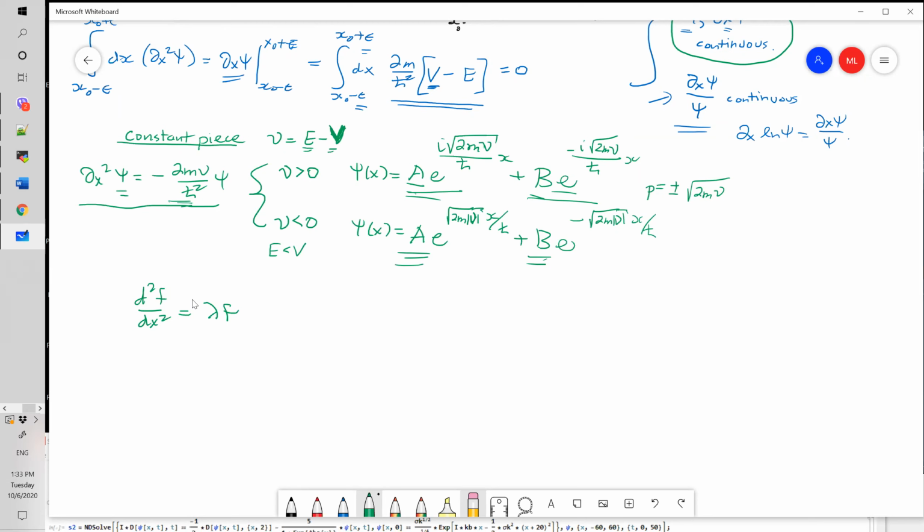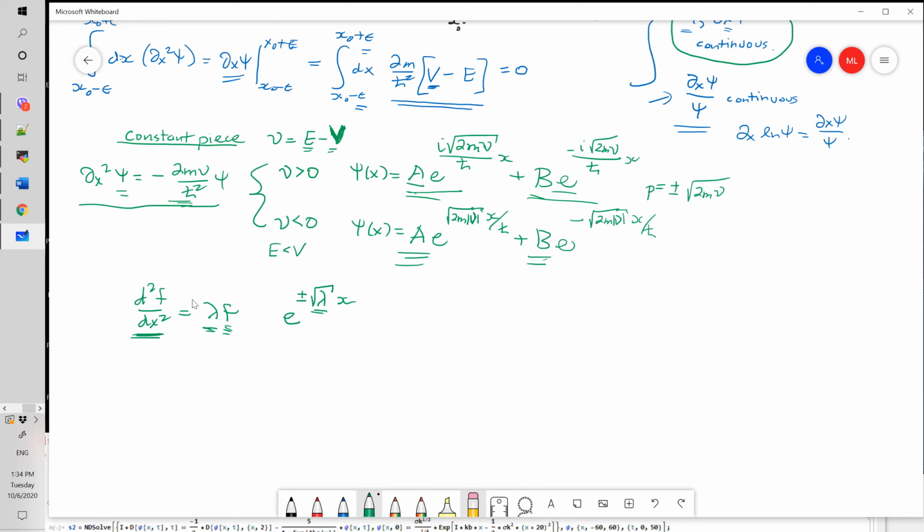Guess and check is probably the most straightforward way, right? We need two derivatives to give me a factor of lambda times the function itself. The only functions that do that kind of thing, where you take a derivative and you get back the function itself times something, is an exponential. But you need two derivatives to give you a factor of lambda. So the solution to this is always e to the plus or minus square root of lambda x. Those are the two solutions. Take two derivatives, you get lambda back.